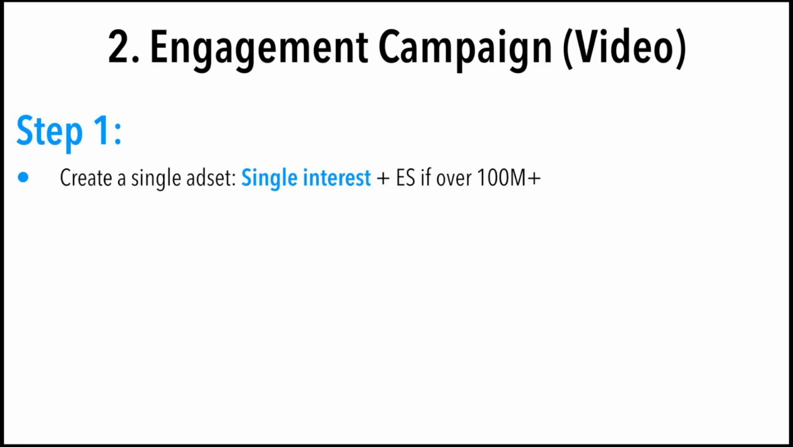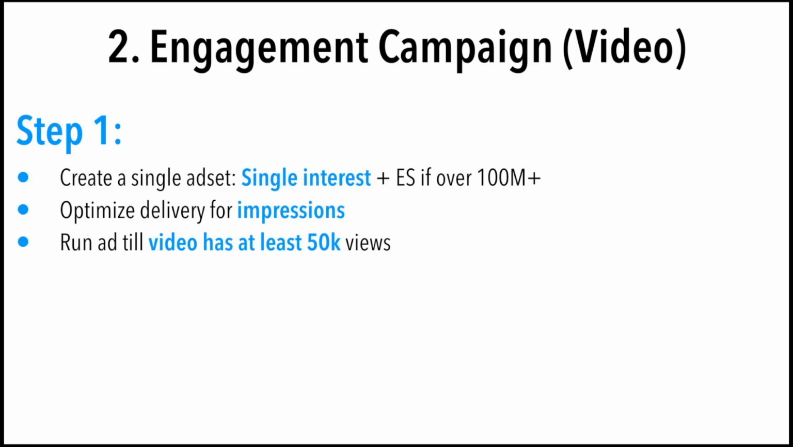So step 1 is just to create a single interest ad set and to use engaged shoppers if that interest is 100 million plus people. All right, so if it's a huge audience, I would recommend just narrowing it down with engaged shoppers. Otherwise, you can just leave it the way it is. So you're going to want to optimize the delivery for impressions with this campaign. So make sure that where you have the option on how to optimize the ad, make sure it's for impressions and not for engagement. We're actually not going for engagement with this strategy. We're trying to do impressions.